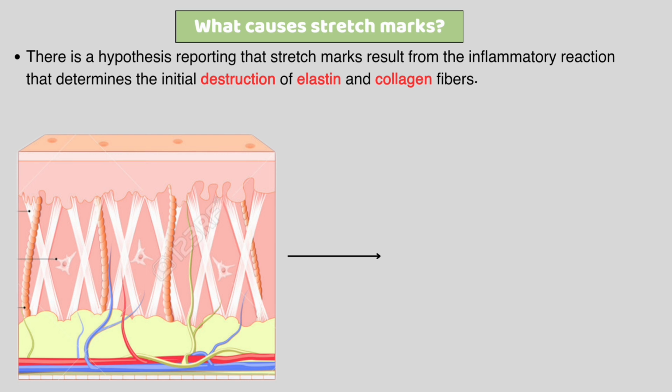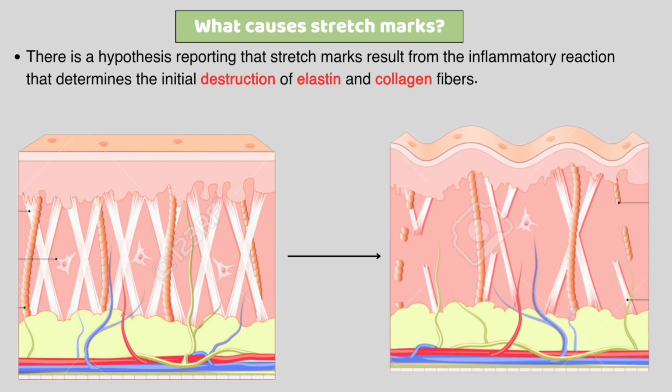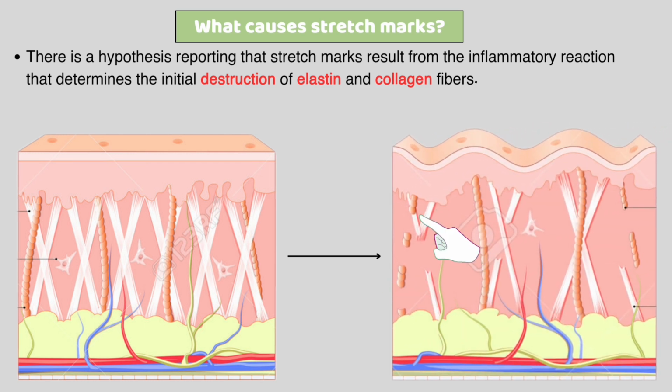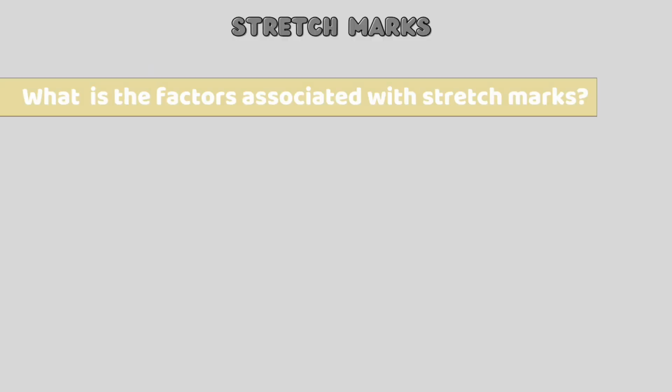There is a hypothesis reporting that stretch marks result from the inflammatory reaction that determines the initial destruction of elastin and collagen fibers. The pathogenesis of stretch marks is unclear, but the prevailing view is that it is related to changes in the extracellular matrix.